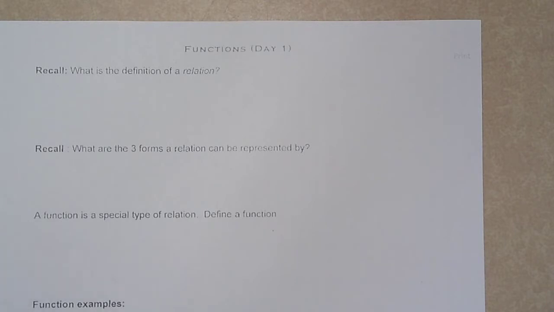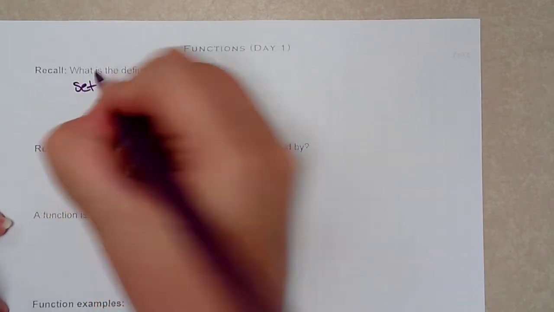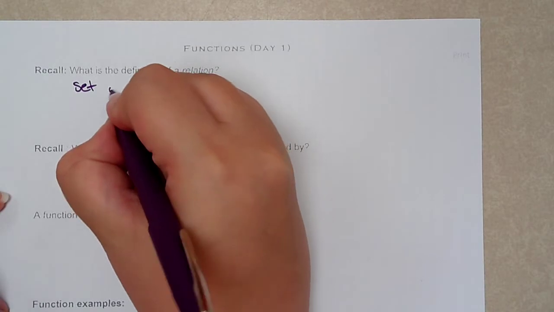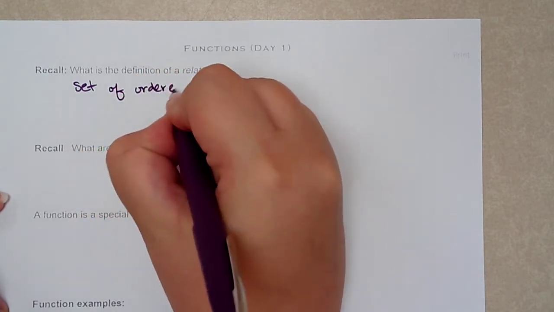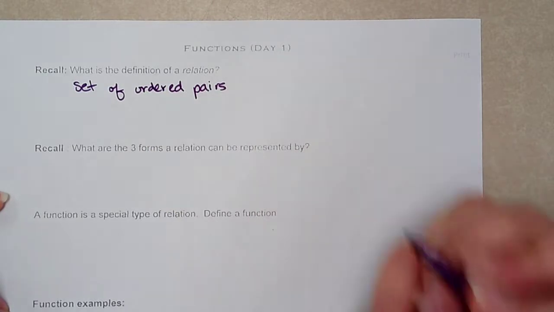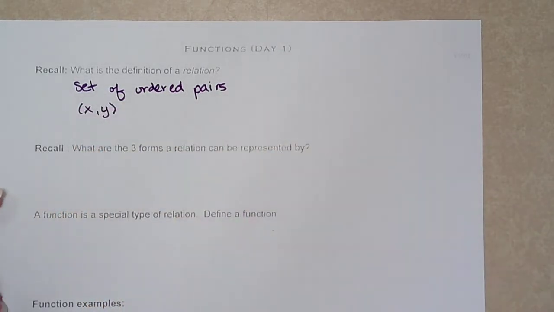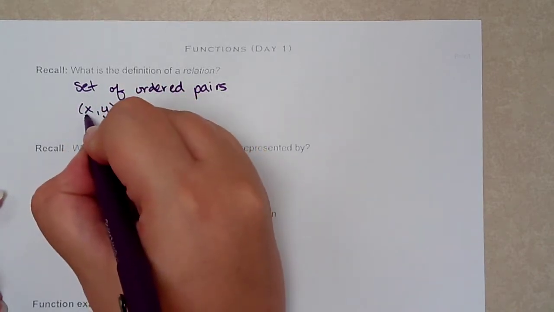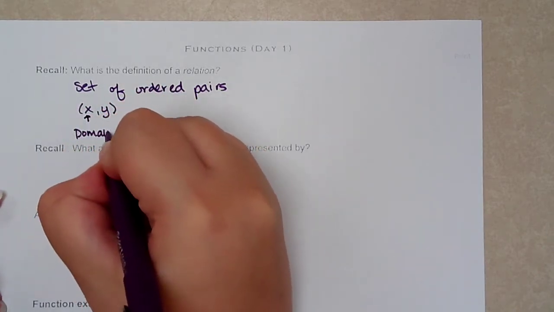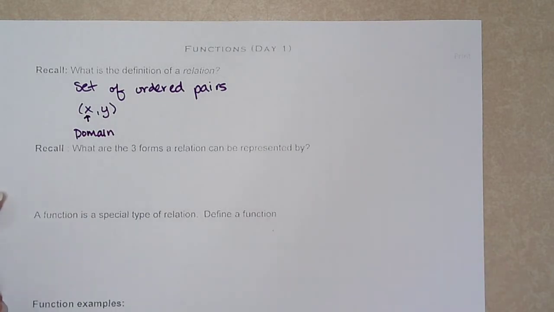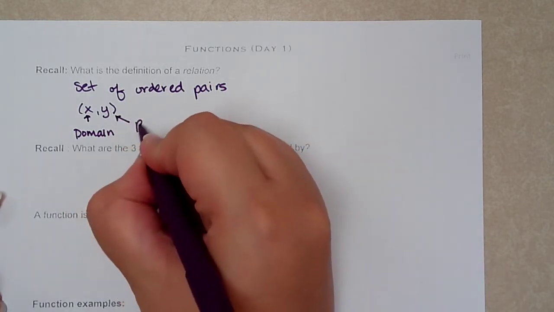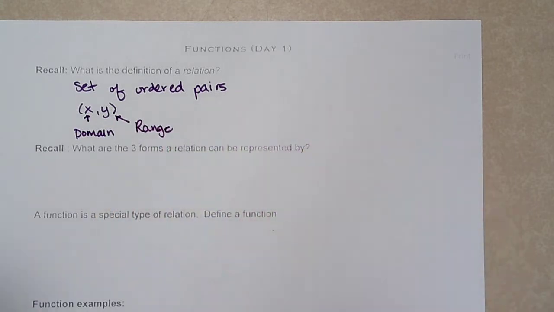So let's start off with a little bit of Algebra 1 review. What is the definition of a relation? We often use the definition, a set of ordered pairs. Remember that ordered pairs are made up of x comma y, and our x is always our domain. That's always our boundaries for our x coordinate. And our y is always going to be our range. That's always our boundaries for our y coordinate.